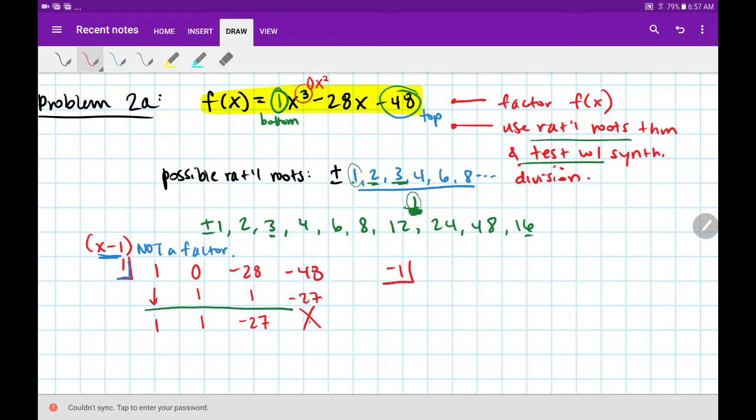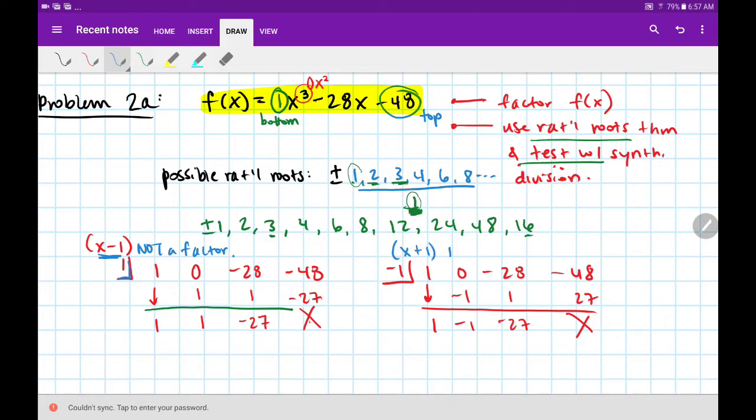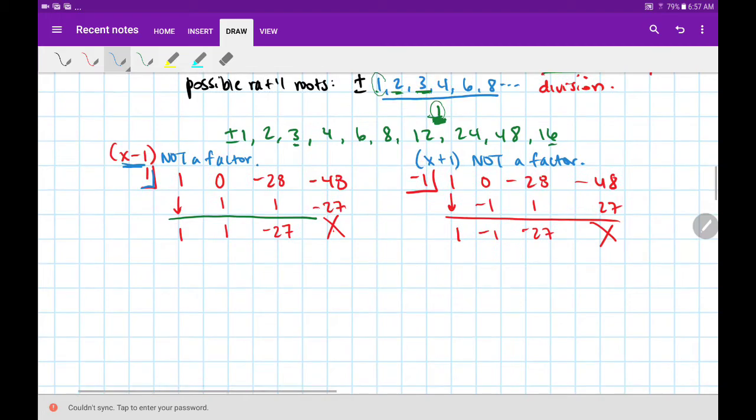Now we'll do negative 1. I'm going to zoom through this one a little faster. Again, this didn't work out. Our remainder was not 0. So we just discovered x plus 1, also not a factor. Okay, so now we try the next one. Let's try a positive 2.